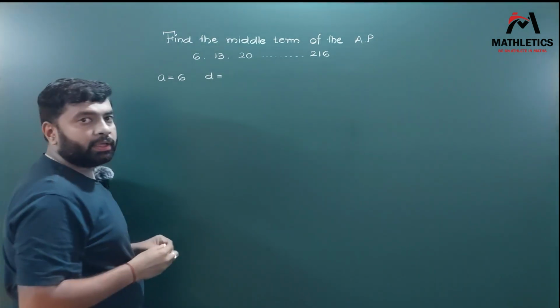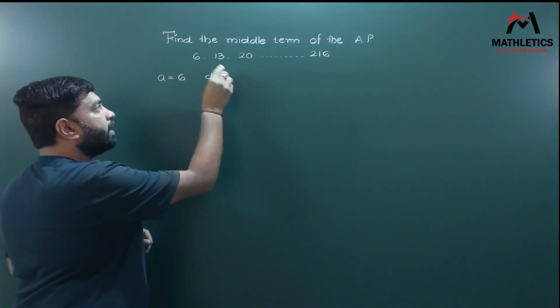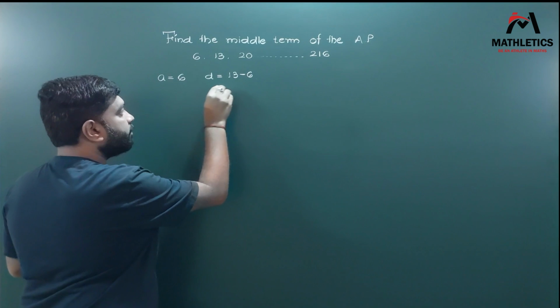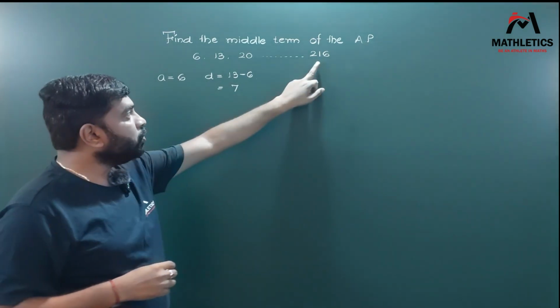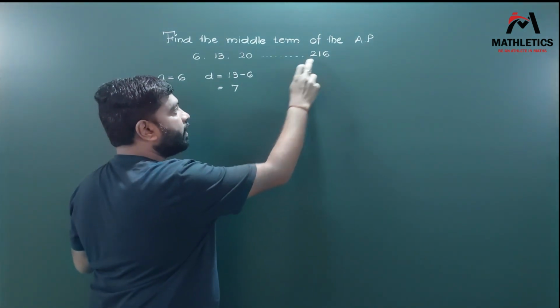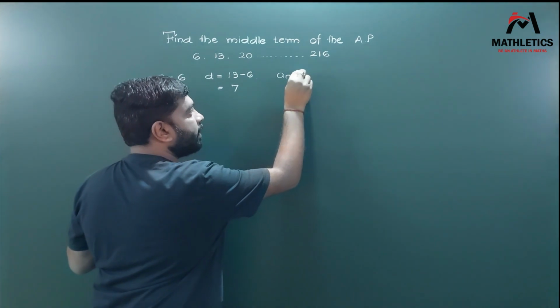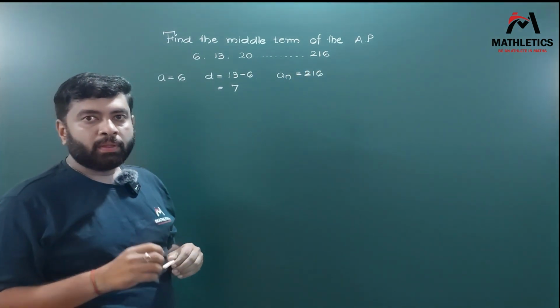D is nothing but A2 minus A1. A2 minus A1 means 13 minus 6, which is 7. The value of D is 7. And 216, as you know, is the last term of the arithmetic progression. The last term of an arithmetic progression is given by an. An is equal to 216.